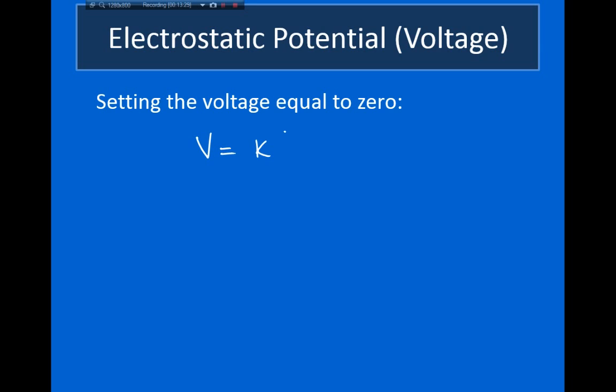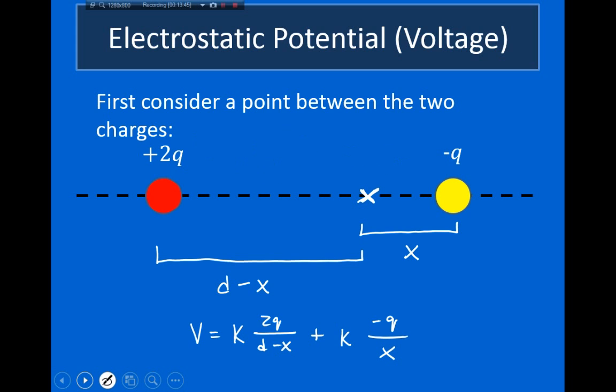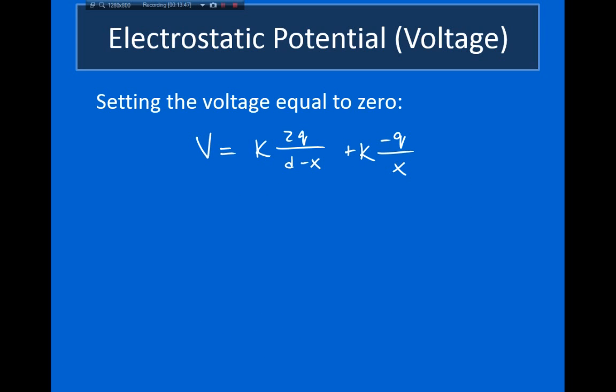So I have K 2Q divided by the distance D minus X, and then I have minus Q divided by X. I have a K here as well. Notice that Q and K appear in both of these, so I can factor that out. So I can say that this is going to be equal to KQ times 2 divided by D minus X minus 1 over X. And I'm trying to figure out when this is equal to 0. And since I'm setting this equal to 0, I can just divide off these two numbers, because K and Q aren't going to equal 0.